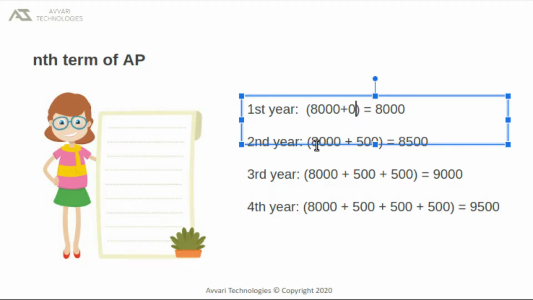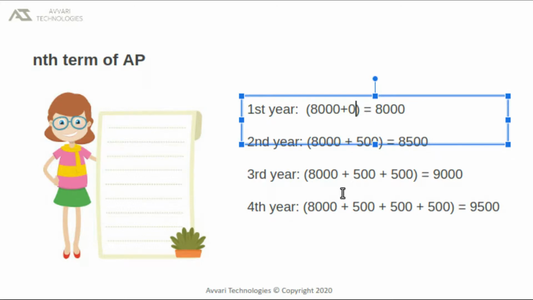In the second year, Reena got an increment of 500 rupees per month. So, before her previous salary was 8000 rupees, now 500 rupees is added as an increment. The effective sum of these two is 8500.